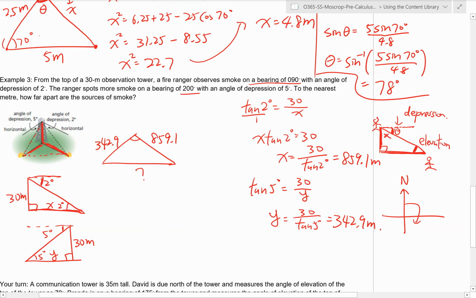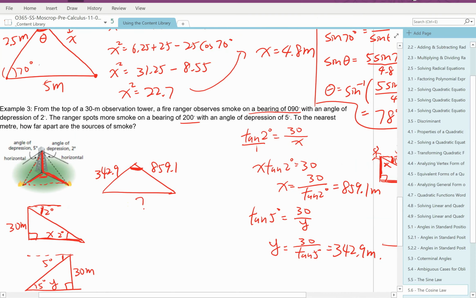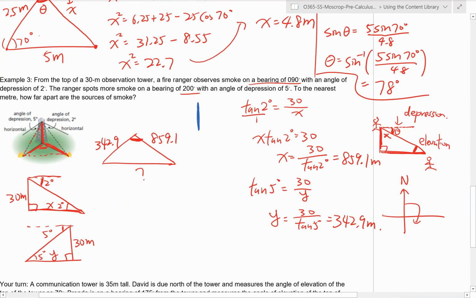Now we're looking for this side length. That means we have to use cosine law because we're looking for the third side. We just need to figure out what this angle is. So what I'm going to do right now is draw this. Here's the tower. It says the first smoke is on a bearing of 90 degrees. So here's the fire, and this is 90 degrees.